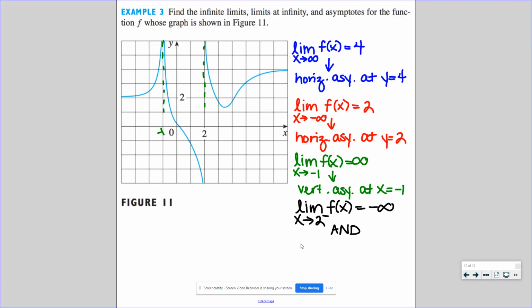And when I take the limit as x approaches 2 from the right side, my graph goes up to positive infinity. Now, it doesn't matter that one goes down and one goes up. It still shows that you have a vertical asymptote in that location. Okay? And that would be at x equals 2.